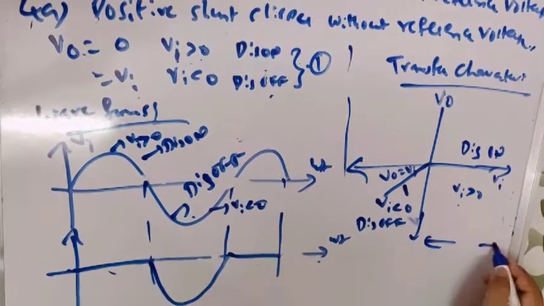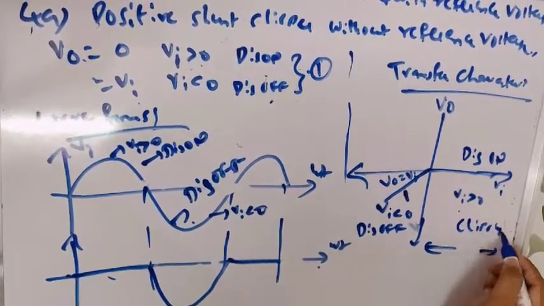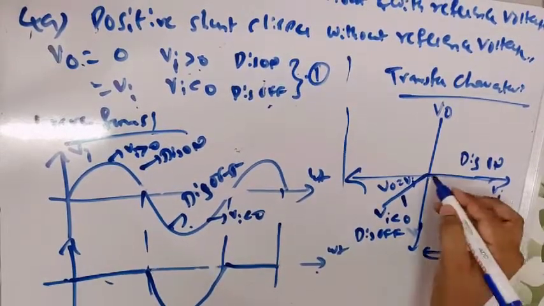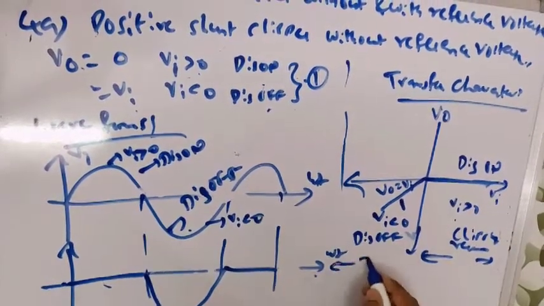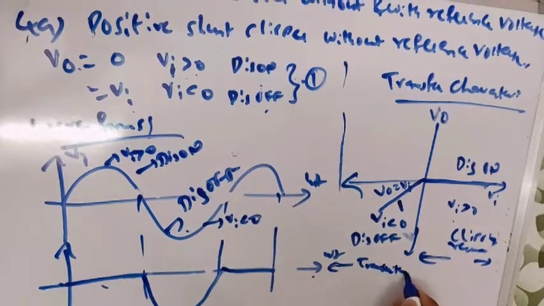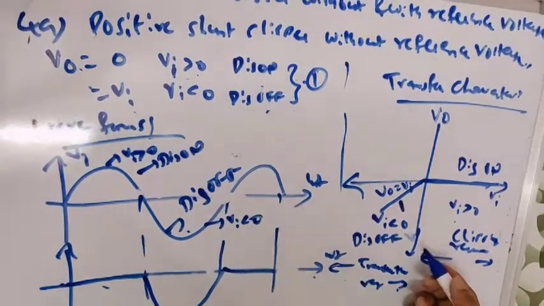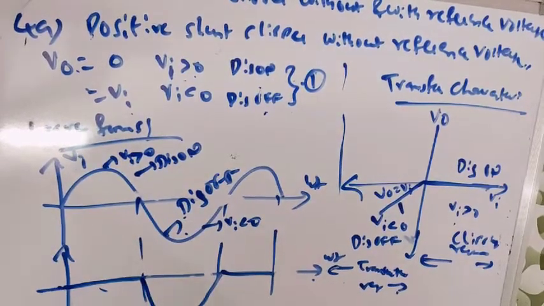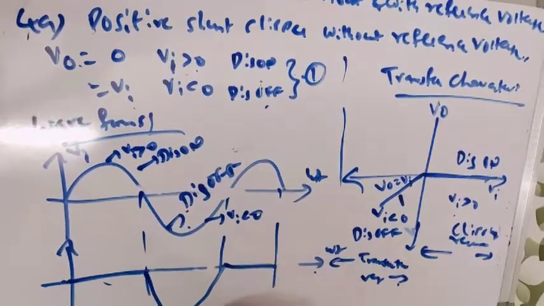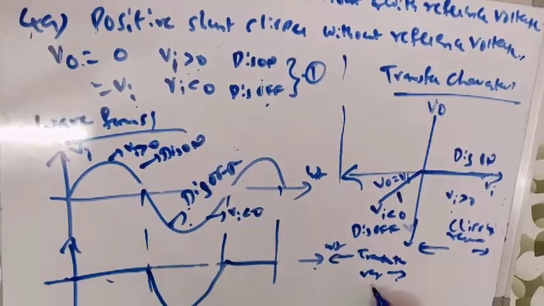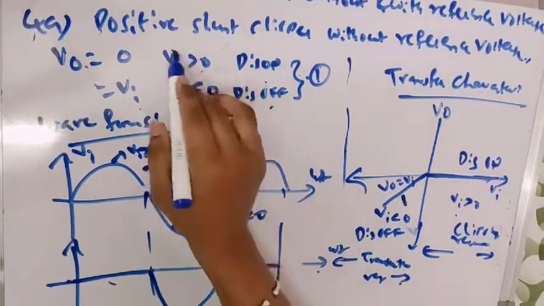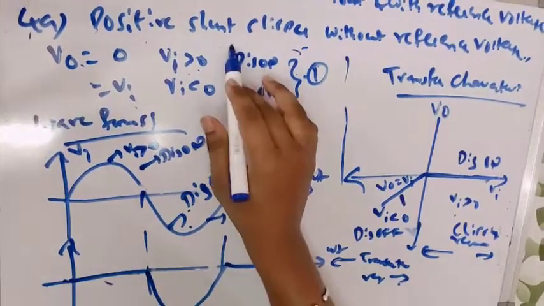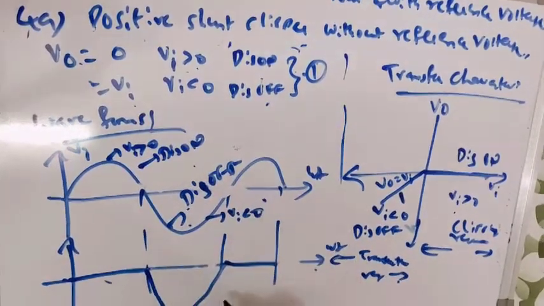This particular region is called the clipping region, because the input signal will be clipped; the positive portion is clipped here. This is called the transmitting region. Why is it called a transmitting region? Because whatever input we have is directly passed through the clipper circuit and we get it at the output. Why is it called a positive shunt clipper? Positive clipper means it is clipping the positive portion. Shunt means the diode is connected in parallel with the output or load.